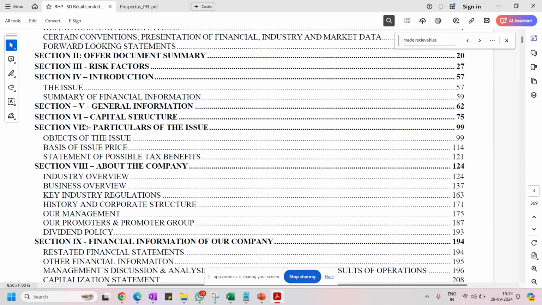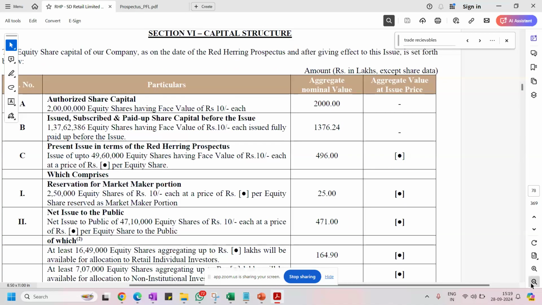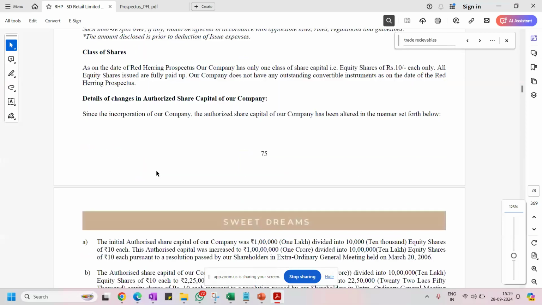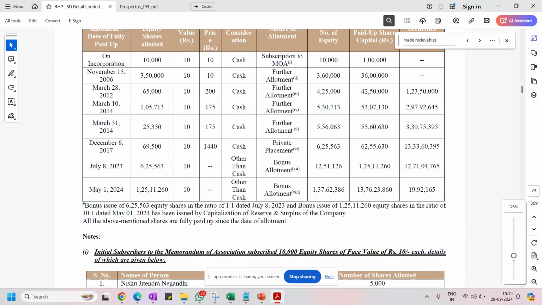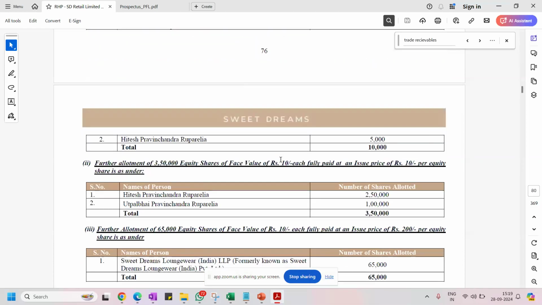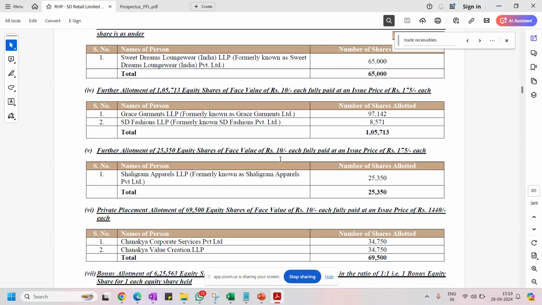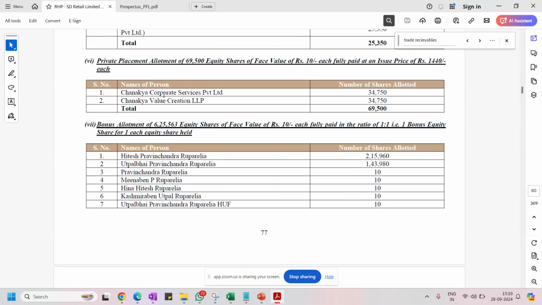Now, how do you find out who has invested into this company? So you go into the capital structure. In the capital structure, if you go into this particular portion, you'll see whether there were any private placements or not. You can see there is some private placement which happened. So let's see who was the company which took this. We can see that Chanakya Corporate Services and Chanakya Value Creation, these two companies have invested.